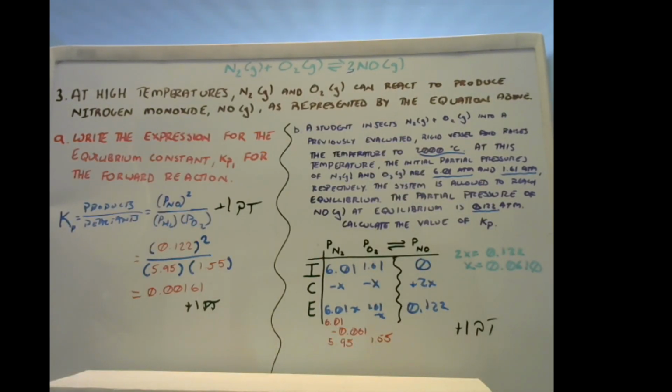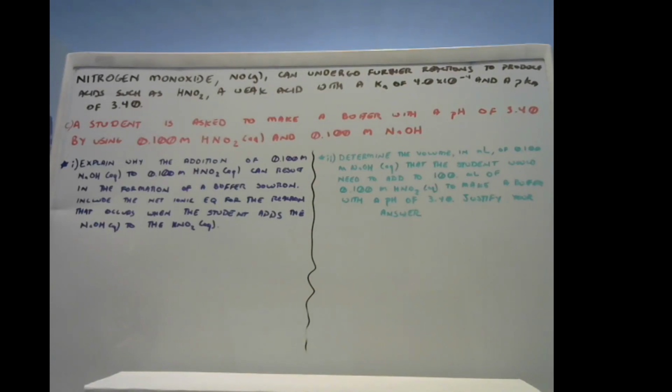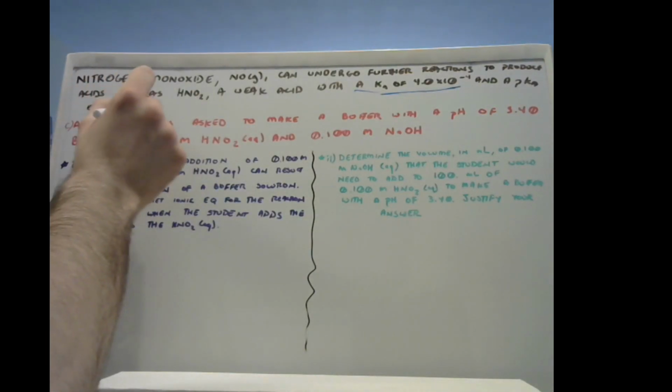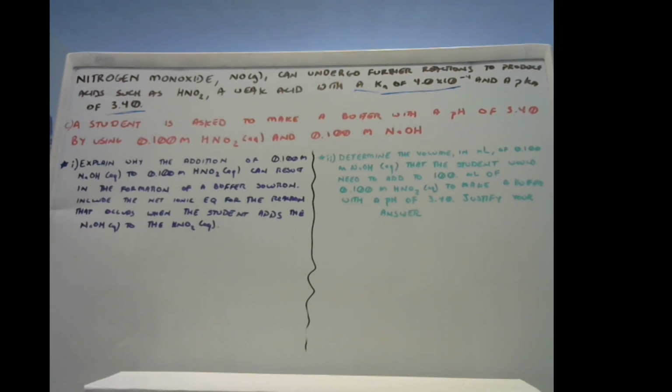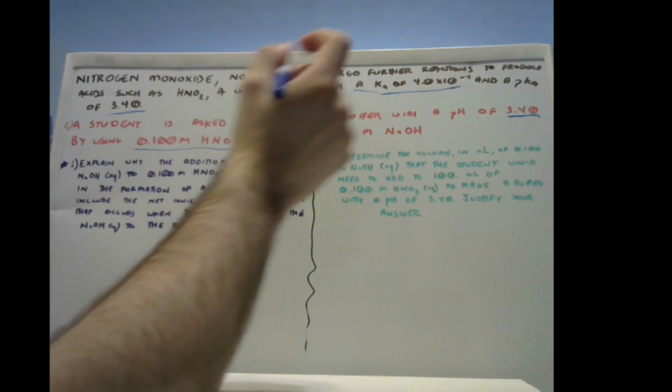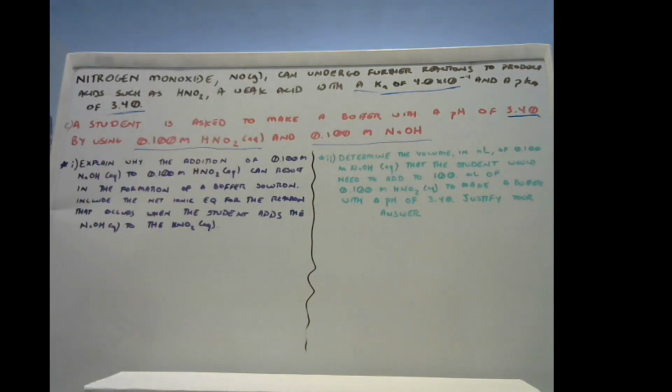There you go. On to C. C continues on and says, nitrogen monoxide, or NO gas, can undergo further reactions to produce acids such as HNO2, or nitrous acid, a weak acid with a Ka of 4.10 times 10 to the negative fourth and a pKa of 3.40. The student is asked to make a buffer with a pH of 3.40 using 0.10 molar nitrous acid and 0.1 molar sodium hydroxide. Neither of these problems will be on the 2020 AP exam, which is why they're starred, but they are material we have covered, so you should be able to do them at this point.